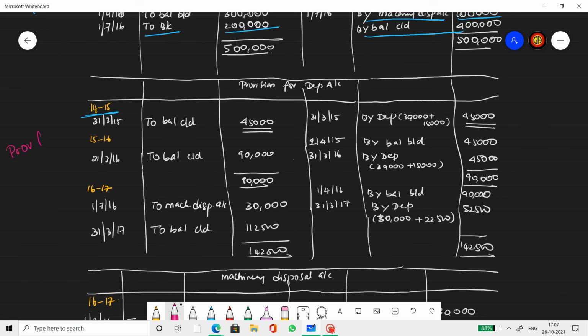So here the journal entry that I am about to pass is: provision for depreciation account debit to machinery disposal, for the accumulated depreciation as on the beginning of the year in which it is getting sold off. This is a very important point to note. This is the accumulated depreciation of the asset that is getting sold off as on the beginning of the year. So as on the beginning of the year, the total depreciation is 15 plus 15, 30,000, and that amount is getting transferred.